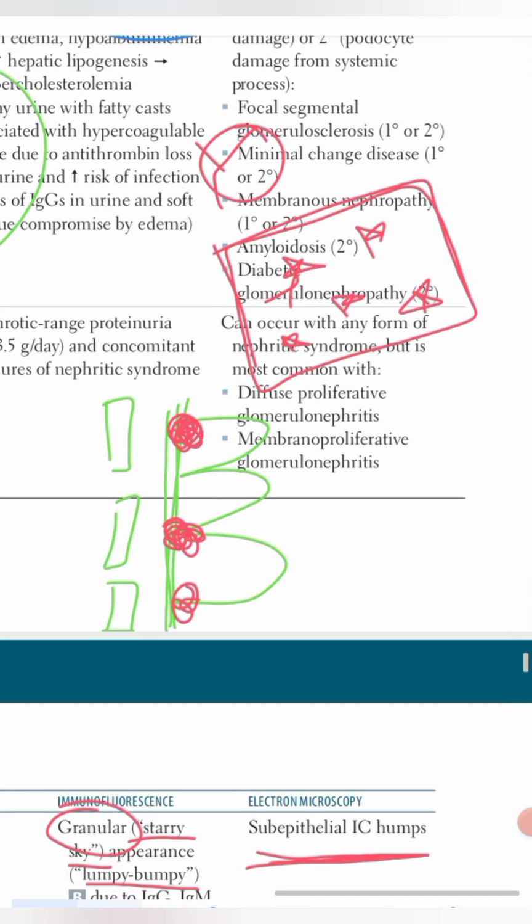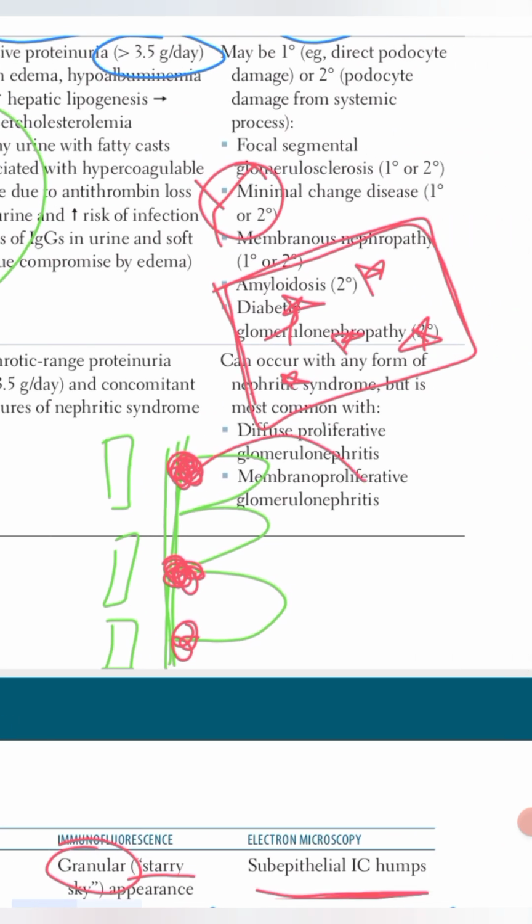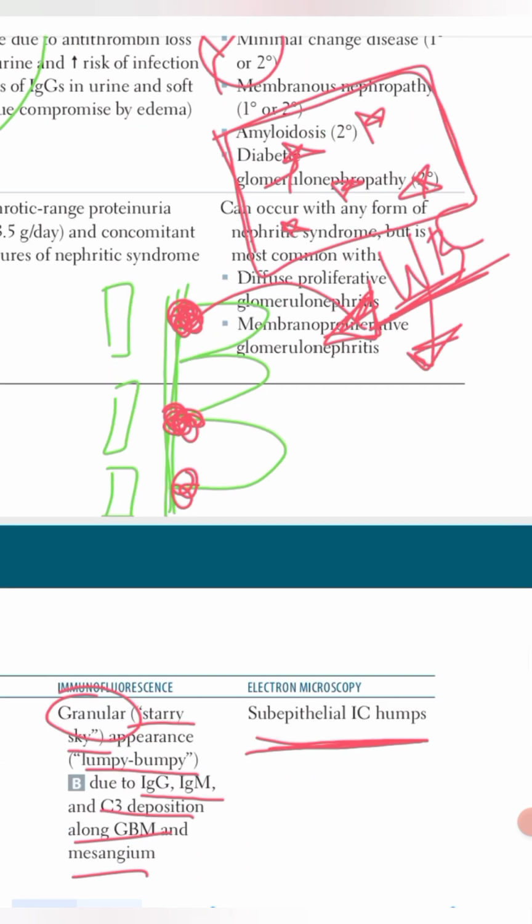When these complexes deposit in the kidney, they will start recruiting WBCs and the other army of the body that will come and fight against this antigen and antibody complex. So when the WBCs come, there will be inflammation, and there will be complement activation.